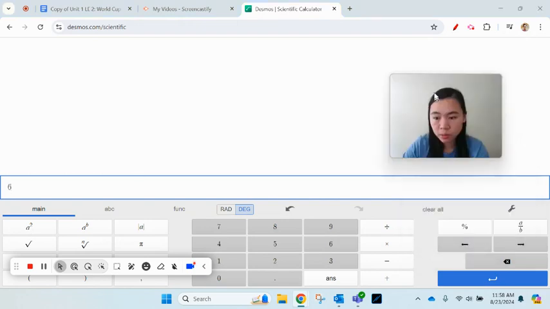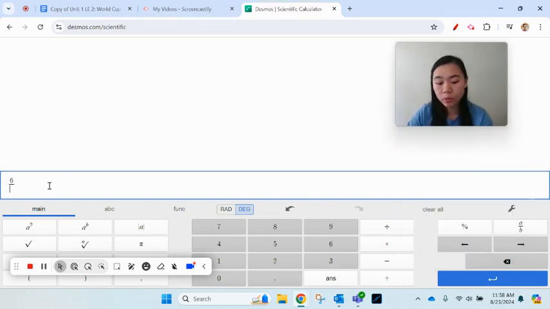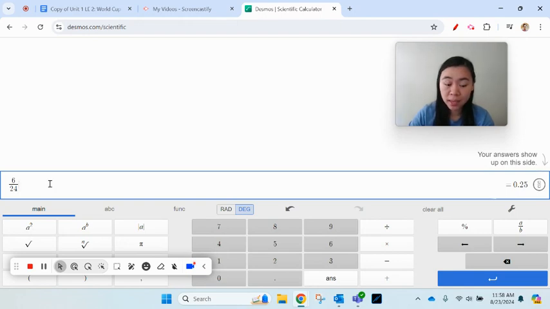6 players out of 24. Okay. Percentage is always out of 100. So we're going to multiply times 100. 6 out of 24 is 25%. Okay, you see how I did that?